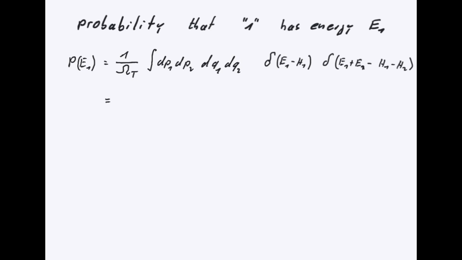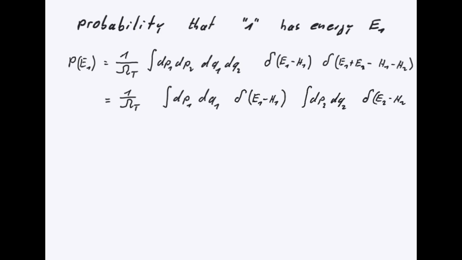Now what we see is that the integral splits up into two integrals, one solely dependent on the phase space variables of system 1, P1 and Q1, whereas the second integral is only dependent on the phase space variables of system 2, P2 and Q2. And those integrals are nothing else than the partition function of system 1 at E1 and the partition function of system 2 at E2, divided by the total partition function.